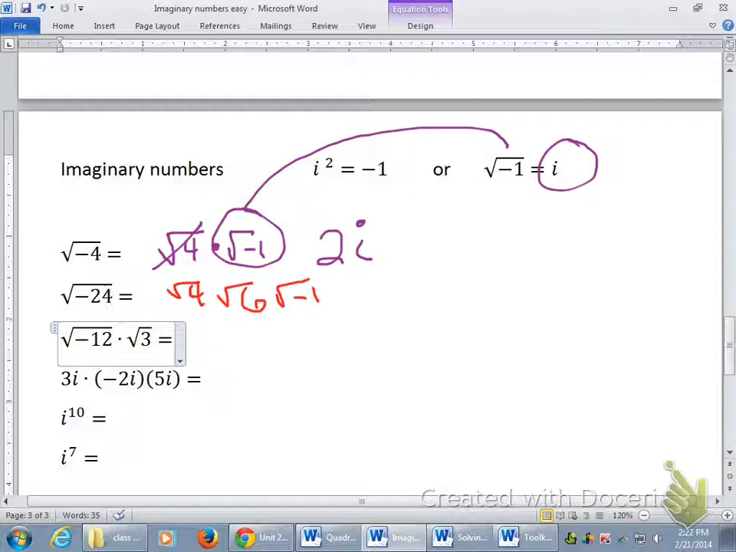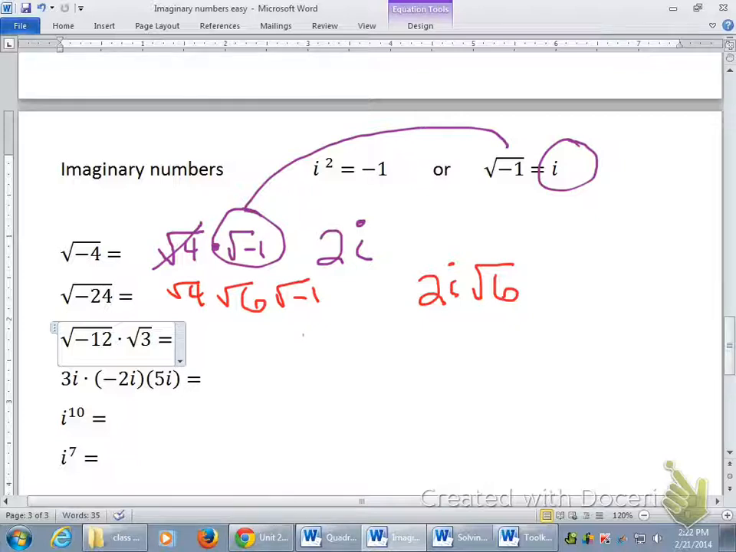Negative 1. Okay, so I'm going to break it up into 3 pieces. I like the square root of 4. What is that? That's a 2, so that becomes 2. Can't do anything with the square root of 6, can I? So I'm going to have to leave that square root 6. Now, what is my new definition? Anytime I see the square root of negative 1, what do I call it? The letter i. So I can put that letter i right there. My answer would be 2i square root 6. Yes, ma'am.